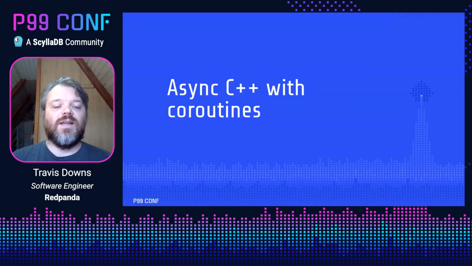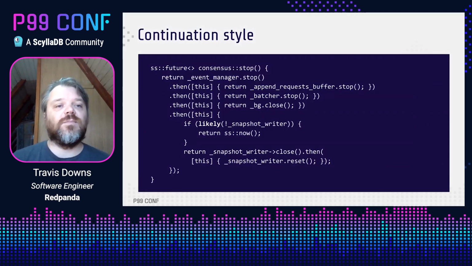Now let's talk about async with coroutines. First, we won't actually talk about coroutines, but about the original Seastar style of async before coroutines were introduced. On screen we have a sample of code from Redpanda, cleaned up a bit, but showing what happens when we stop a raft group.